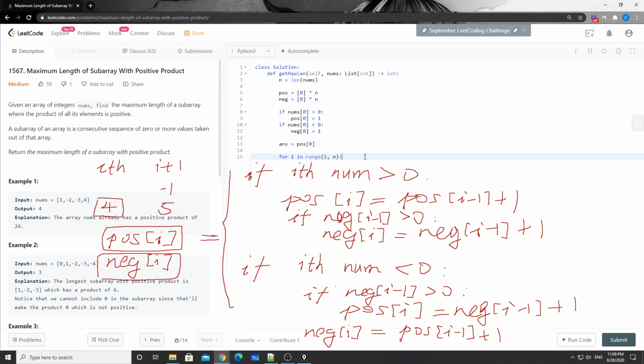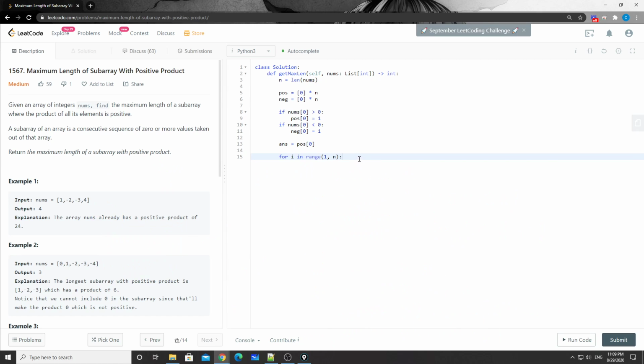I'm hoping I can just save this thing somewhere. That's fine, I believe I can remember this. Basically, if nums I, like what we just said before, is greater than 0, then positive I is simply positive I minus 1 plus 1.